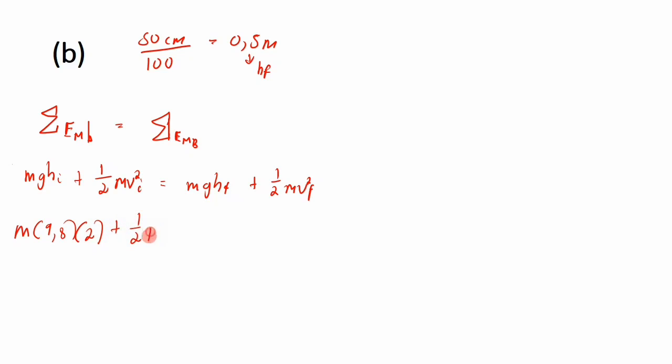Then we have half m. Remember, again, we don't have the mass. And then v initially, we are told that the girl starts from rest. So that's 0. And then here we have m, our g 9.8. Then height finally, we calculated it to be 0.5. And then plus half m. We don't have the v finally. That's what we are looking for. So vf squared.